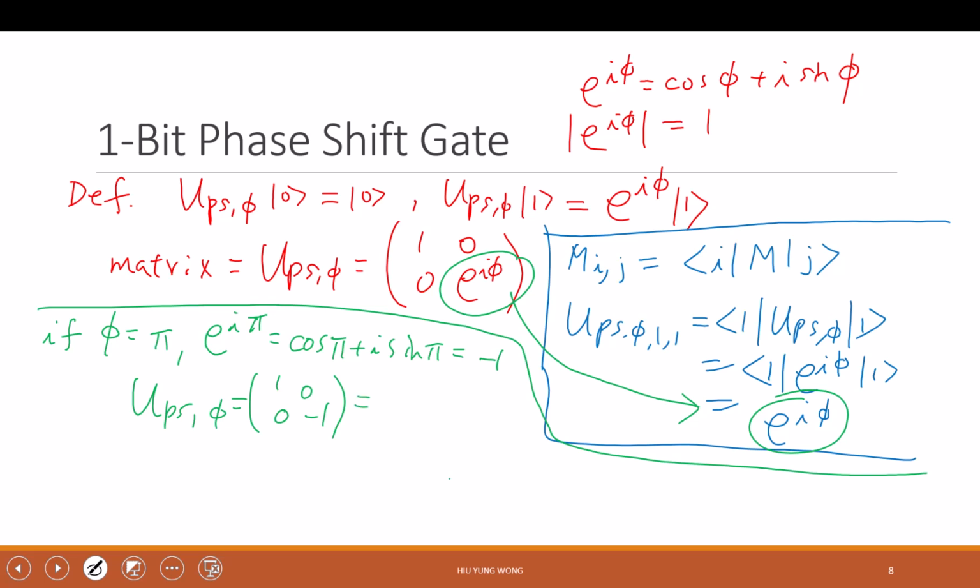Sigma C is a special case of the phase shift gate with the angle equal to pi. Then you can imagine I can have other angles, and indeed later you will see the S gate and T gate, which just have the angle equal to pi divided by 2 and pi divided by 4. These will construct the universal set of quantum gates, together with Hadamard gates and entanglement gates. Okay, this is one thing.